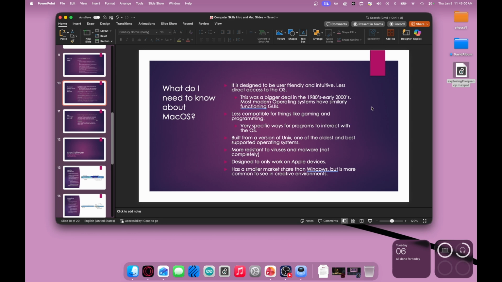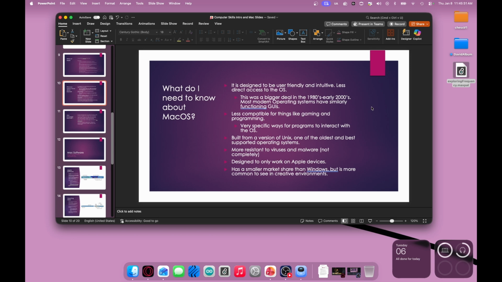Again, Apple is usually trying to sell premium experiences. That's kind of how they advertise it. So the idea is that pretty much anyone could sit down at the computer, and even if they don't immediately know, they could figure it out relatively simply. This does mean that, as the user, you have less direct access to the operating system compared to other things.